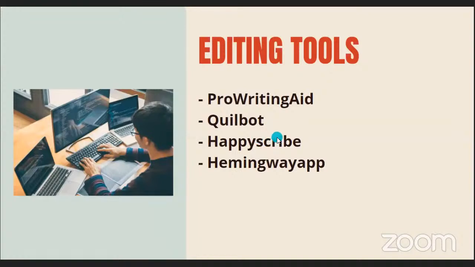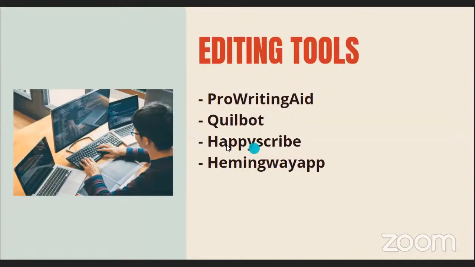Quillbot is a nice tool. What Quillbot does is it helps in rephrasing a particular sentence. So let's say, for instance, you copy a particular sentence from a website and you don't want it to look like you have done plagiarism or something like that, or you want your words to be rephrased. You can use Quillbot for that. I use Quillbot a lot.